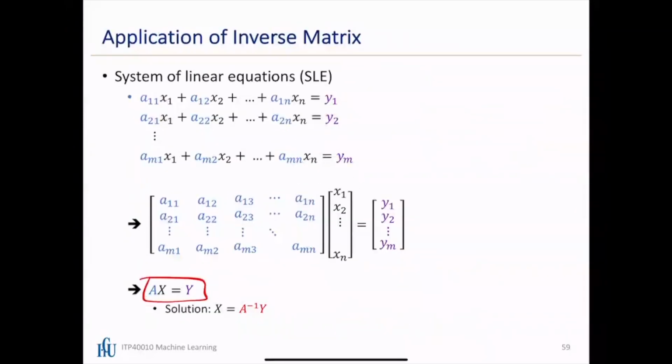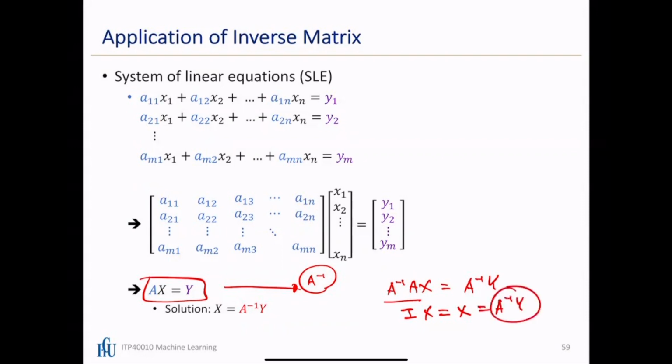Here I want to multiply A inverse in front of both sides. Something like this, and this part becomes the identity matrix. The identity matrix multiplied by another matrix gives the other matrix again. So your solution to the unknowns becomes the matrix multiplication A inverse multiplied by Y.